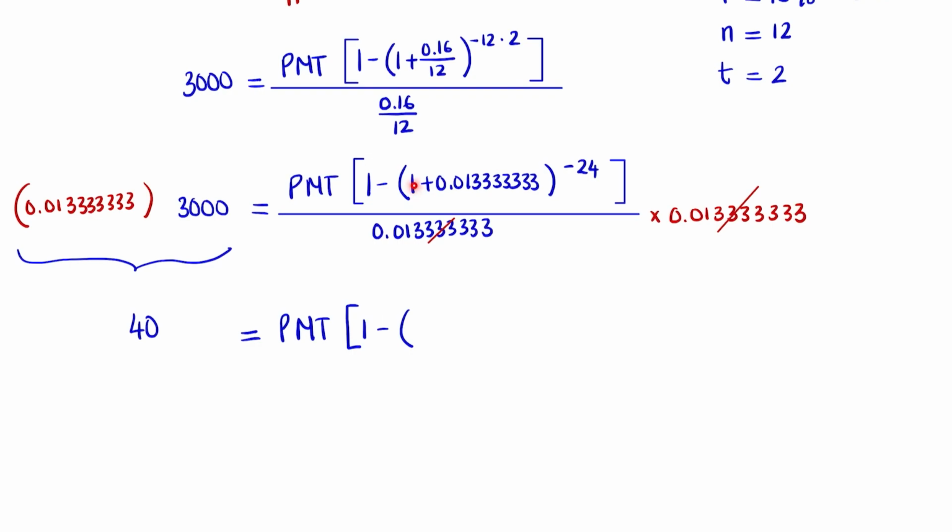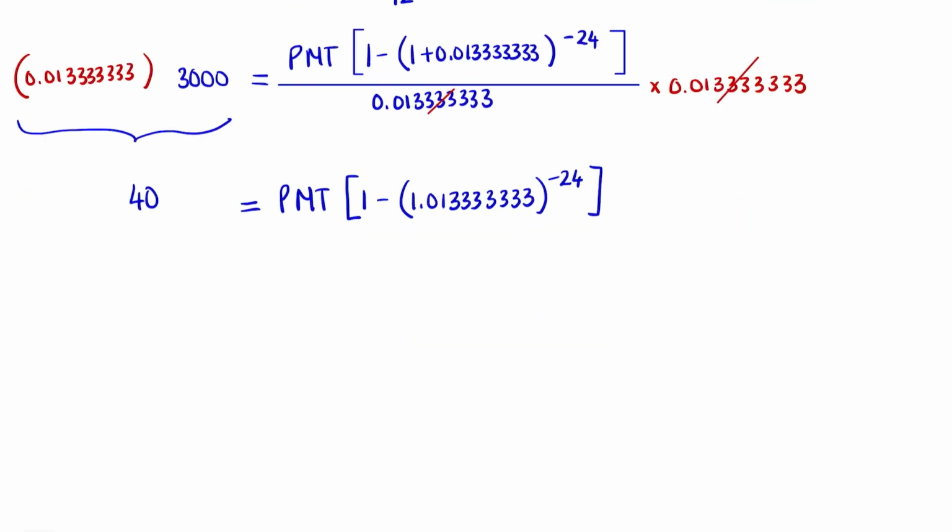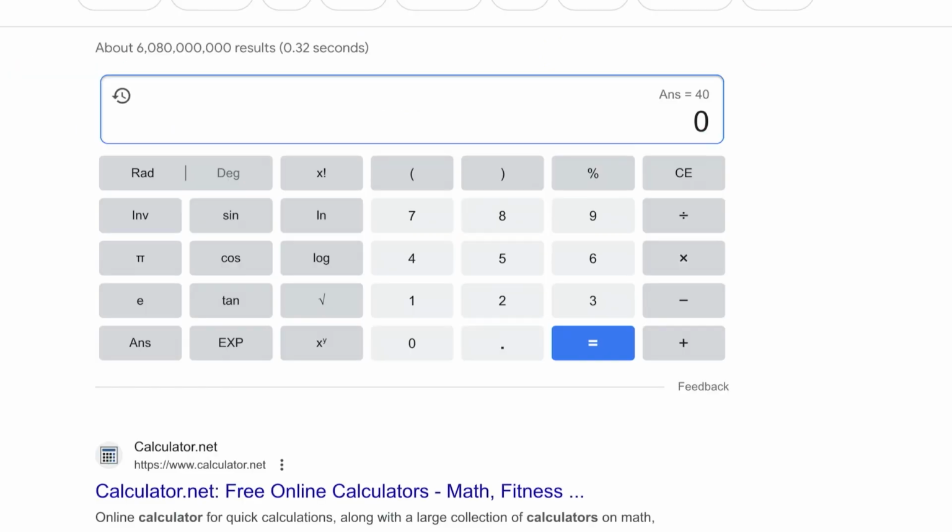Right here, I'll take 1 plus 0.01333333, which is 1.01333333. Next, I will need to simplify this number. I'll take 1 minus 1.01333333 raised to the negative 24. And I get 0.2723138484.